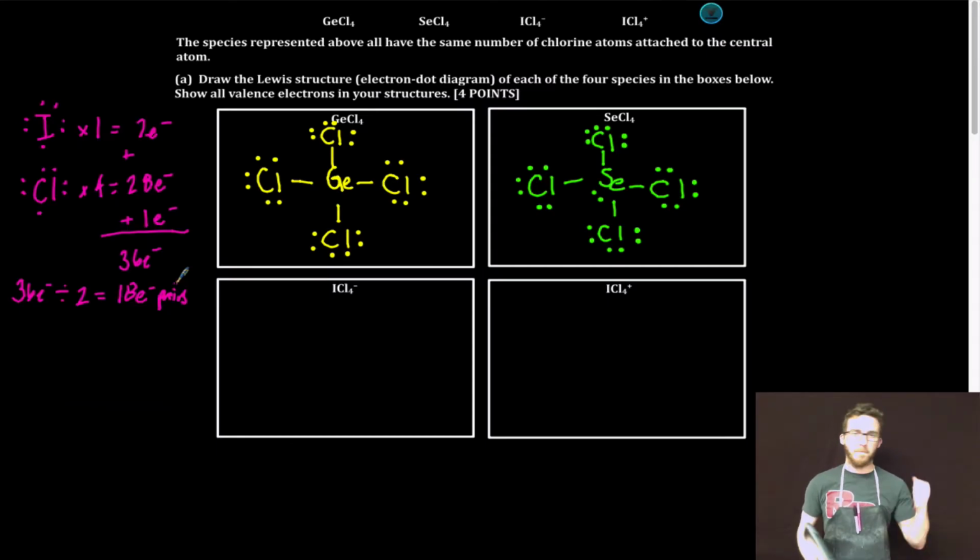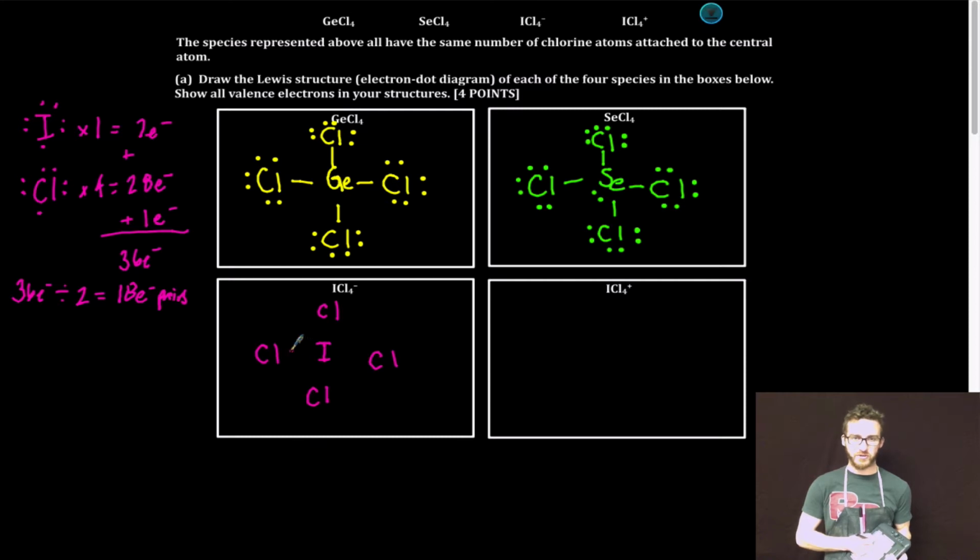Let's keep going. Boom. In ICl4-, I've got 18 electron pairs of valence electrons to work with. Be cautious, this is an ion, a negative ion, indicating that it's gained an electron. So be sure to include that in your total number of valence electrons that you have to work with when building this Lewis structure. Again, the less electronegative goes central, surrounded by the other atoms.